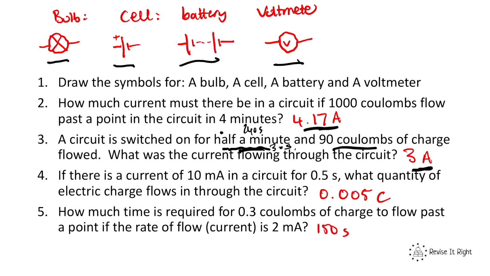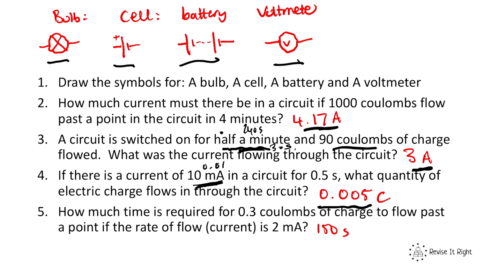Question 4, if there is a current of 10 milliamps in a circuit for 0.5 seconds, what quantity of electric charge flows through the circuit? Well, you first have to obviously convert your milliamps to amps, and to do that you divide it by 1000. So 10 divided by 1000 would have got you 0.01 amps. Then you would have times that by the time. So your current times time to get your charge, and it would have been 0.005 coulombs. Okay, if you got that wrong, maybe you just didn't convert your units.